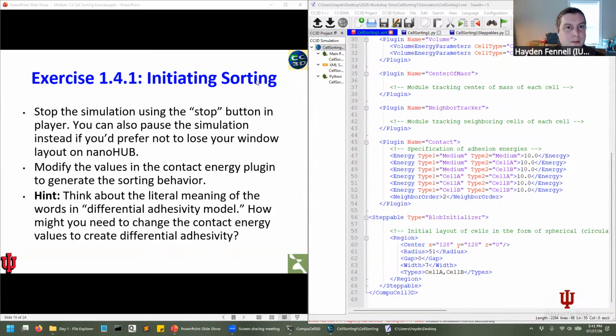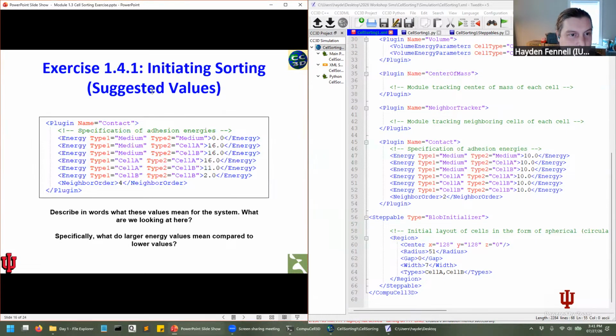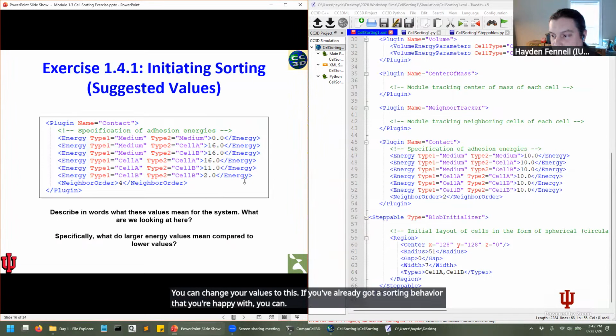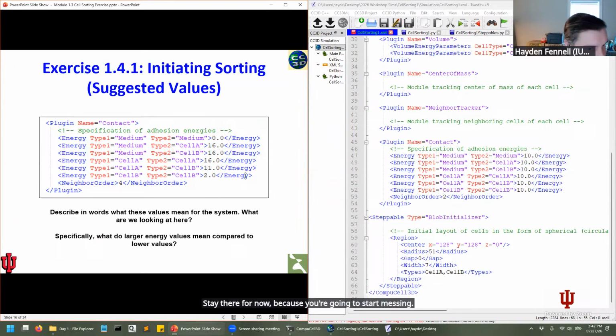All right, so it looks like people have got their cells moving. Yeah, Maisha has an alien face. All right, so if we want to get the values that kind of produce the original video that I showed you in the earlier slides, you can change your values to this. If you've already got a sorting behavior that you're happy with, you can stay there for now because you're going to start messing with them again.